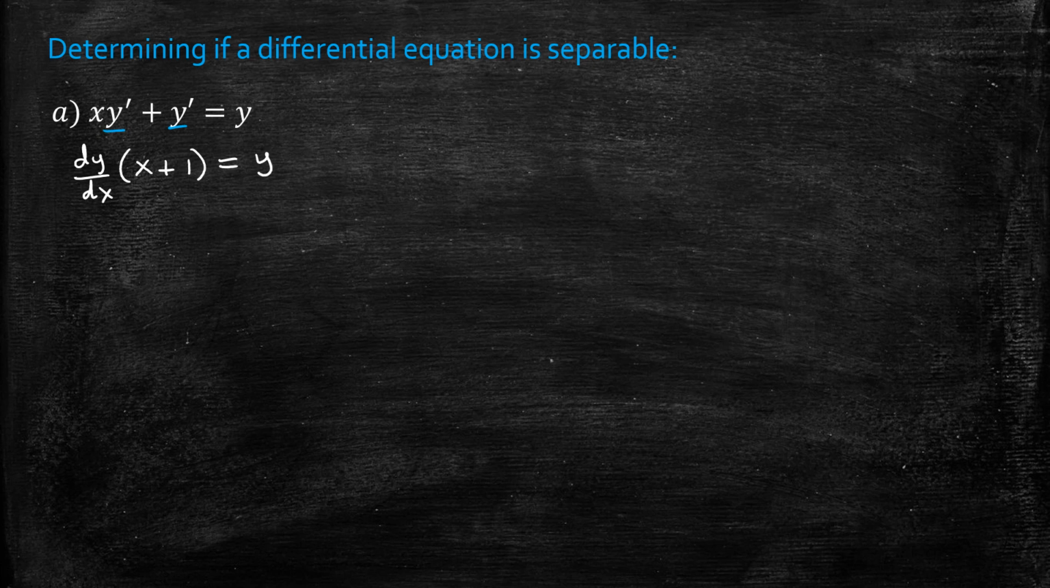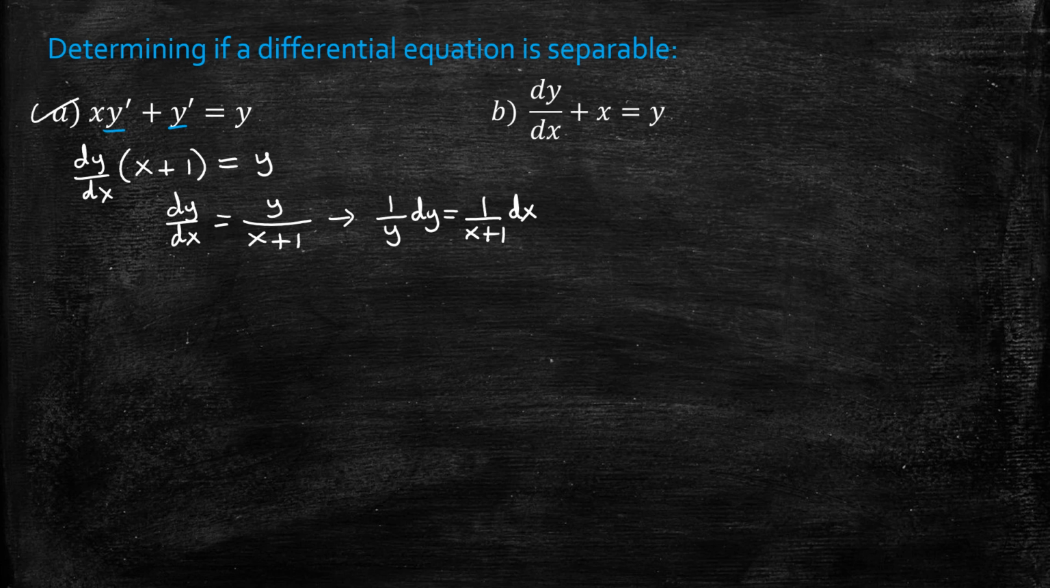And then if I get dy by dx alone by dividing both sides by x plus 1, I have a quotient. I've written dy by dx as a quotient, and I know if I separate the variables, so bring y to the left side, the y terms, leave the x term on the right side, and multiply by dx, so to speak, this is indeed a separable equation.